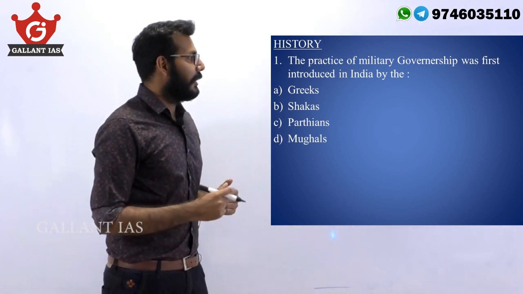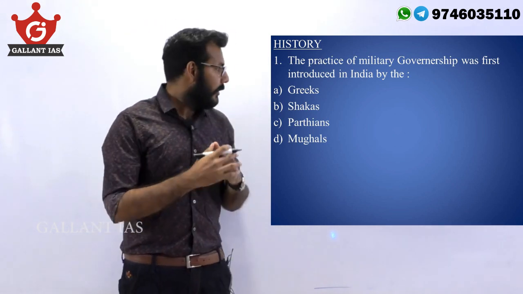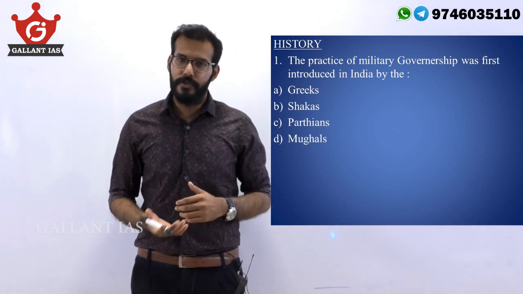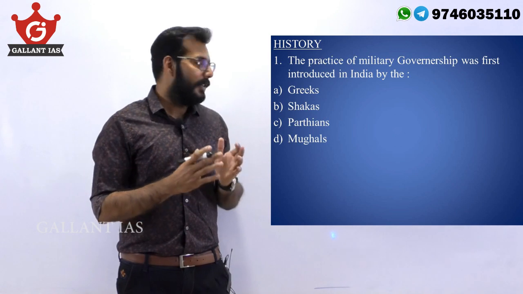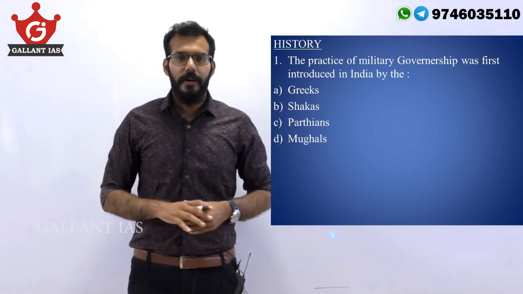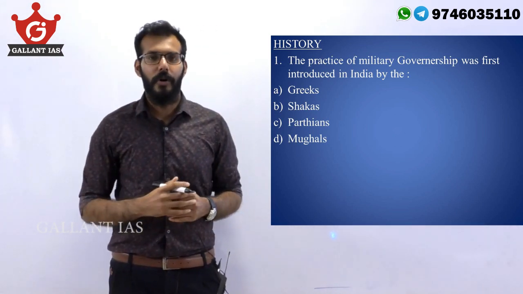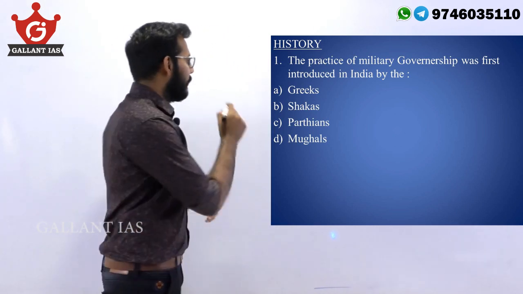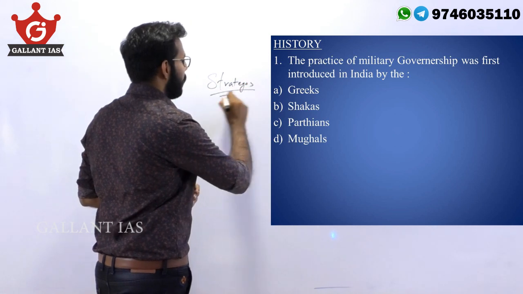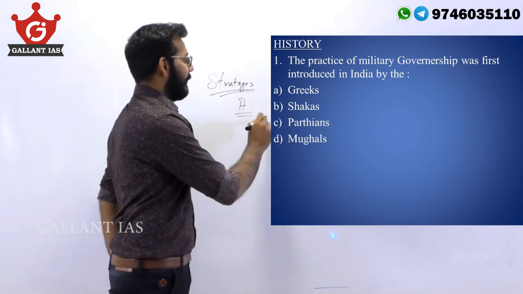The practice of military governorship was first introduced in India by which of the following rulers? The idea of military governorship was introduced to the Indian subcontinent by the Greeks. Under this, land in an area is given to a military ruler who is under the direct control of the emperor. The Greeks called it strategos. So the answer to this question is A, Greeks.